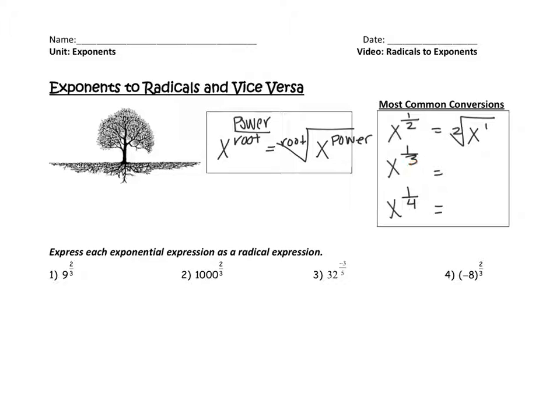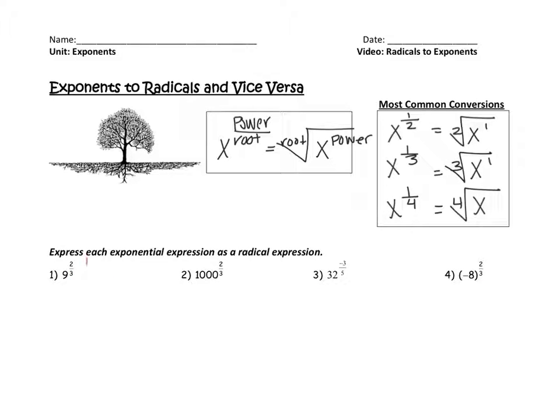If the 3 is on the bottom, the 3 is the root, so it's the cube root of x to the first. And then here we have the 4th root of x. So memorizing these common conversions will be helpful later on. So let's use the power over root rule to help us simplify these equations here, 1 through 4.